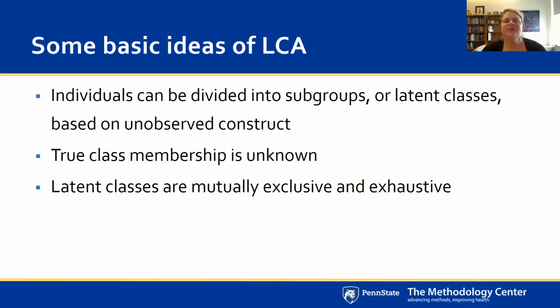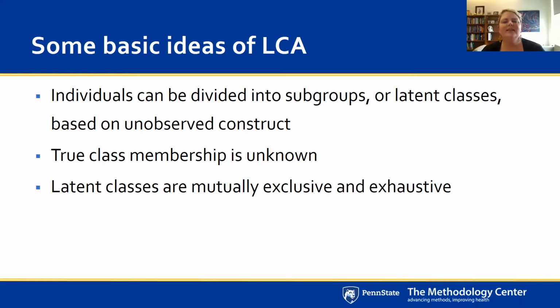As I'm sure most of you know, the basic idea of latent class analysis, otherwise known as LCA, is that individuals can be divided into subgroups or latent classes based on some unobservable construct of interest. Now, we have the idea, just like in factor analysis, that our true latent class membership is unknown due to measurement error, for example. But the classes are mutually exclusive and exhaustive.